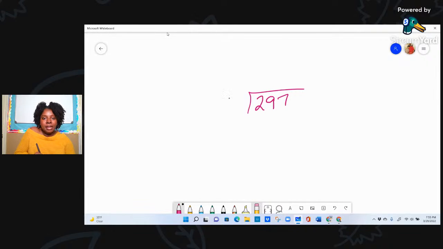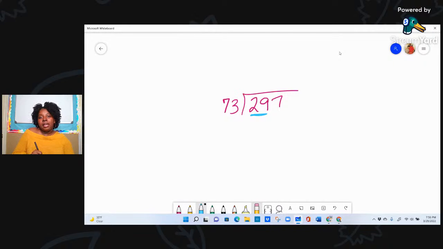All right. 297 divided by 73. So we're back to long division. Oh, this is a good one. I like this one. So unlike the last one we did, where 73 is too big to go into 2, it can't go into 29, but it can go into 297.